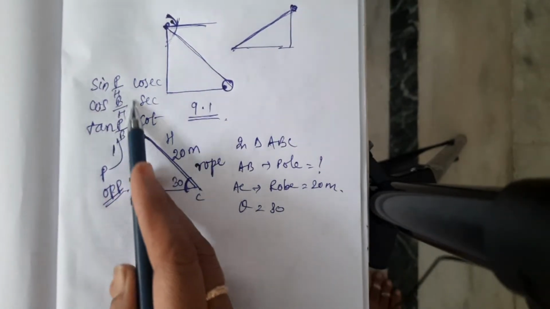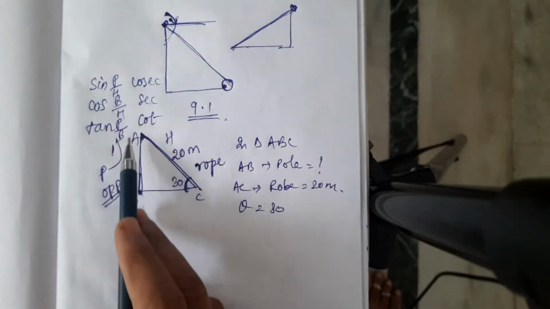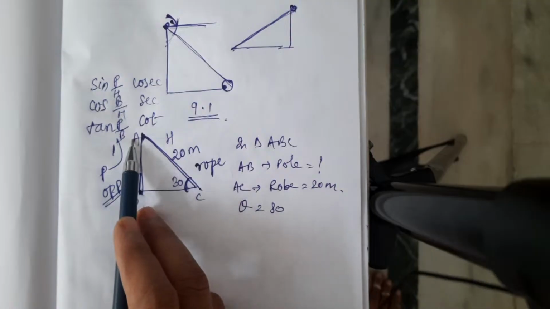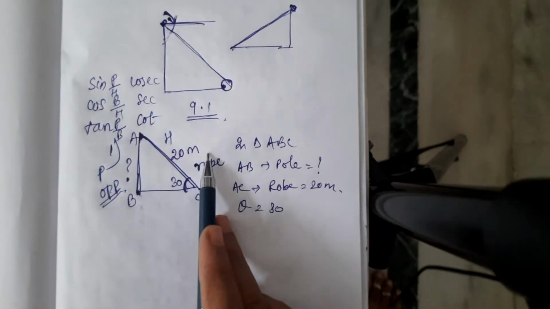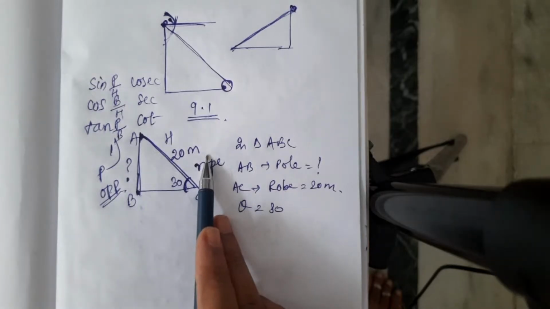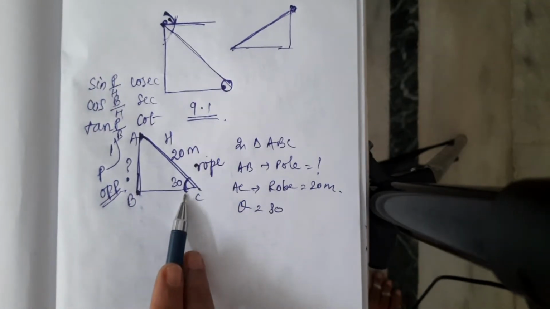If B and H is there, we are going to use cos. If P and B is there, we are going to use tan. So here for this question, we are having the relationship of perpendicular and hypotenuse. Perpendicular and hypotenuse comes under the relation of sine. And moreover, the theta is given 30.